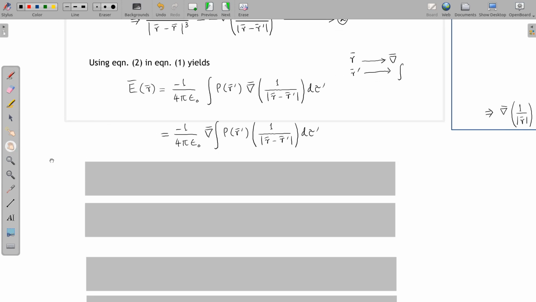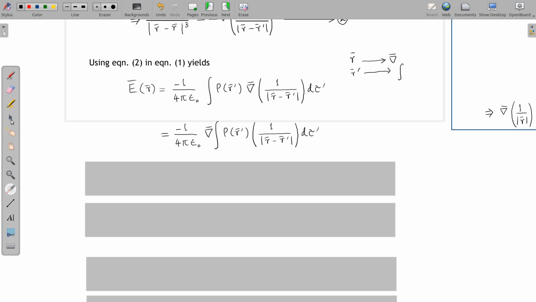r and r prime are independent of each other. You could have the field point anywhere at which you would like to measure the field, independent of where the charges are kept. Because they are independent, there is no reason that I first have to differentiate and then integrate. I could do vice versa: first the integration and then the differentiation. So I take the gradient outside the integral.